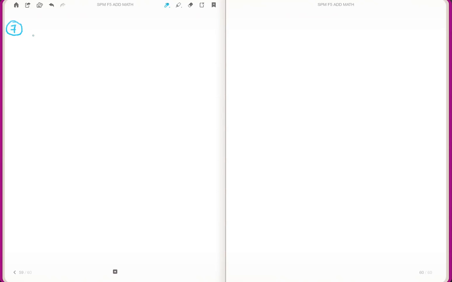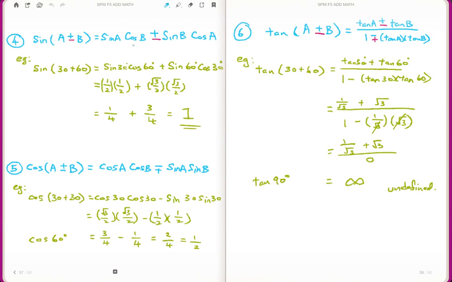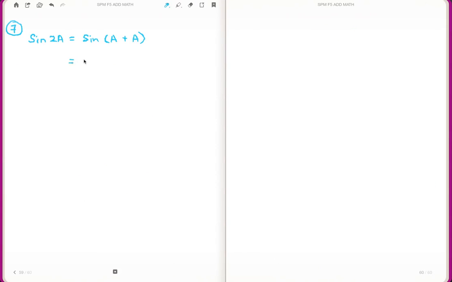Okay, let's see. What happened here? Sine 2A. Sine 2A would therefore equal sine of A plus A, correct or not? So A plus A, I think I've done it earlier, maybe here. So it's just like this one. It's not really a law, it's an application. So therefore there will be sine A cos A plus cos A sine A.